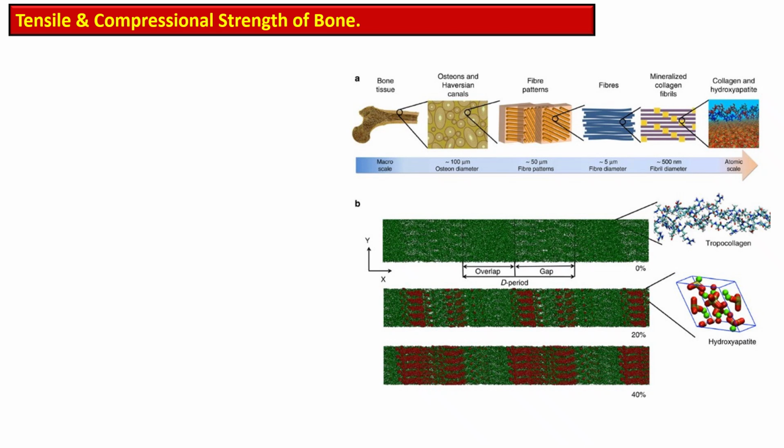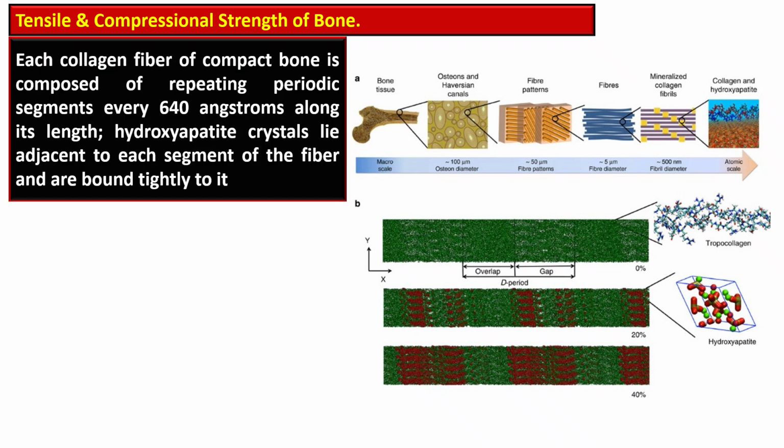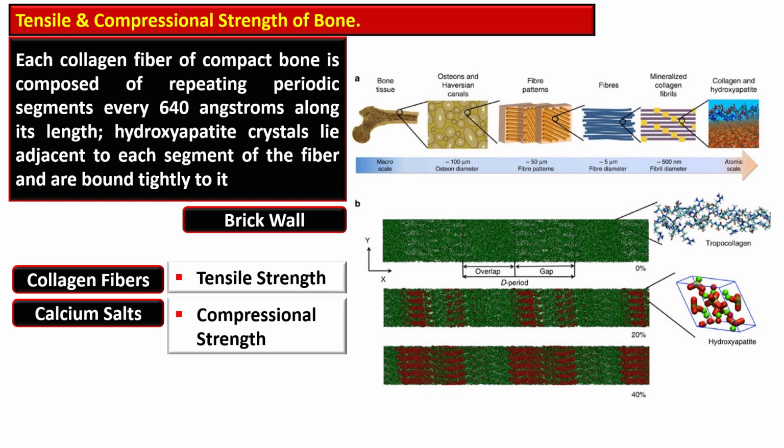Bone is a composite material made up of collagen fiber, that is organic, and hydroxyapatite crystals, that is inorganic material. These two components give both flexibility and hardness to the bone, enabling it to resist various mechanical forces. The tensile strength comes from the collagen fiber, and this tensile strength is equal to the resistance to pulling and stretching.